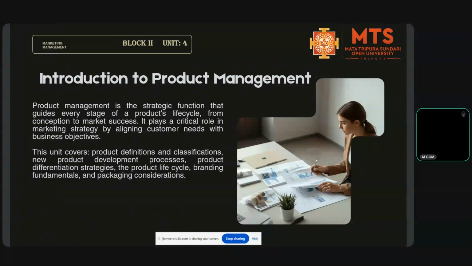Here, you can think that when you are launching a product, for example a new mobile brand opening into a new market, what are the things that a manager and company consider, and what is the perspective from the customer point of view. This unit covers product definition and classification, new product development process, product differentiation strategies, the product life cycle, brand fundamentals, and packaging considerations. As a whole, this block will cover these.